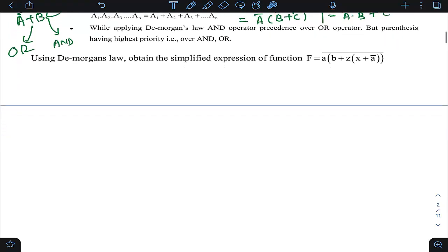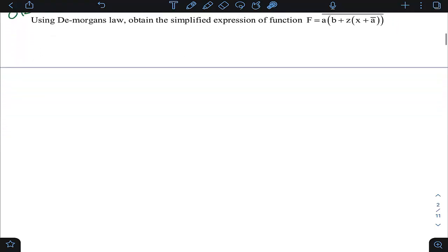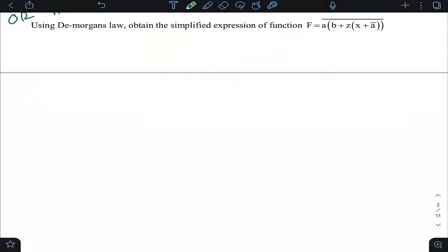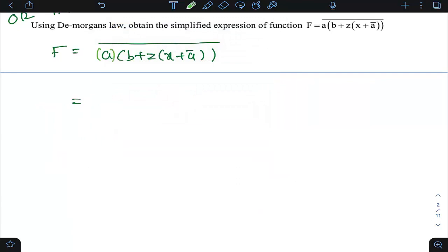Now students, let us simplify this expression using De Morgan's law. The expression is F equals complement of A, this is B plus Z, this is X plus A bar. If I am removing the complements, I put a bracket here and a bracket here. So this is the dot. If I remove this complement, this dot is replaced by plus, and then the complement of the second one, B plus Z with X plus A bar.